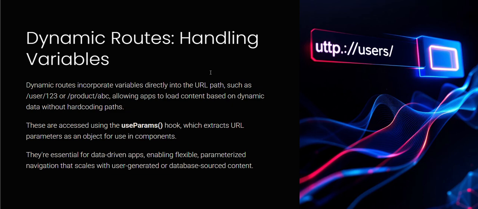Flexible navigation means you can link to any item dynamically using Link or navigate. Scalable means no need to create separate routes for every item. Reusable components means one component can handle multiple URLs.